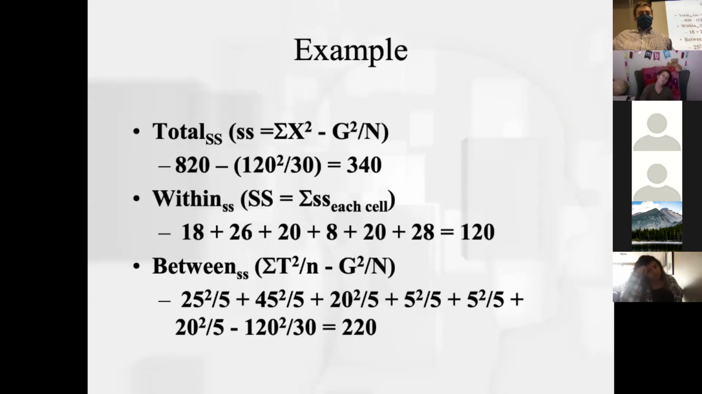All right, so that total sum of squares is that sum of x squared that we calculated before minus g squared, that grand total squared divided by the number of observations. So 820 minus 120 squared divided by 30 gives us a total sum of squares of 340.